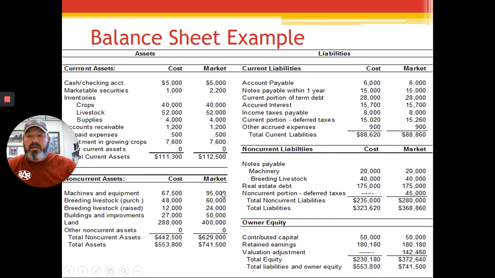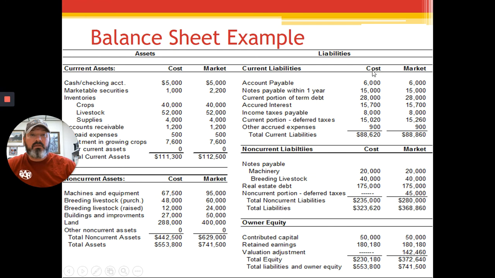Non-current assets down at the bottom, we obviously have quite a bit different number. Non-current assets on the cost basis, $442,000, market value basis, $629,000. The difference is land is one of the main big differences, along with buildings and improvements. Huge differences in what they would maybe be purchased for. So maybe that land cost you $288,000, but in today's market value, it's worth $400,000. So almost a $200,000 difference in asset value on the assets side of the ledger.